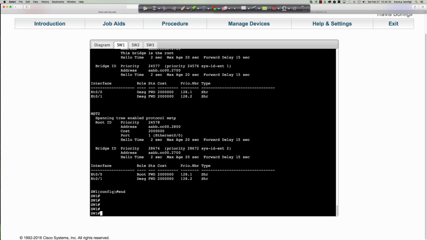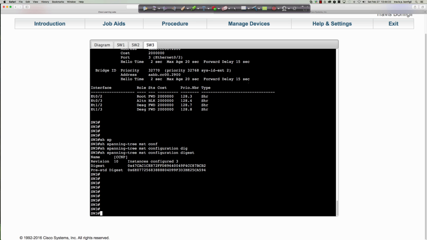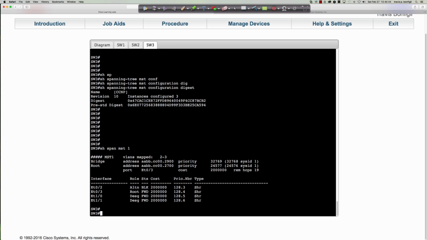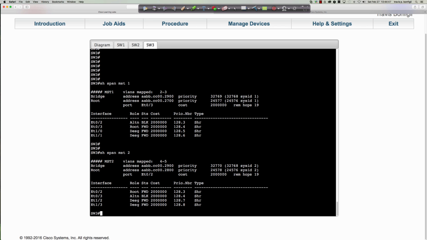If I drop out here, on switch 3, it wants us to do show spanning tree MST1. And so again, remember, this is just multiple spanning tree instance 1. If I wanted to see 2 and what 2 looked like, I would enter it in like that. And so you can see the bridge, that's the local bridge. Here's the root bridge address and information, right, on switch 3. And you notice that switch 3 sees different root bridges because, again, the root bridge for MST instance 1 is switch 1 and MST instance 2 is switch 2.